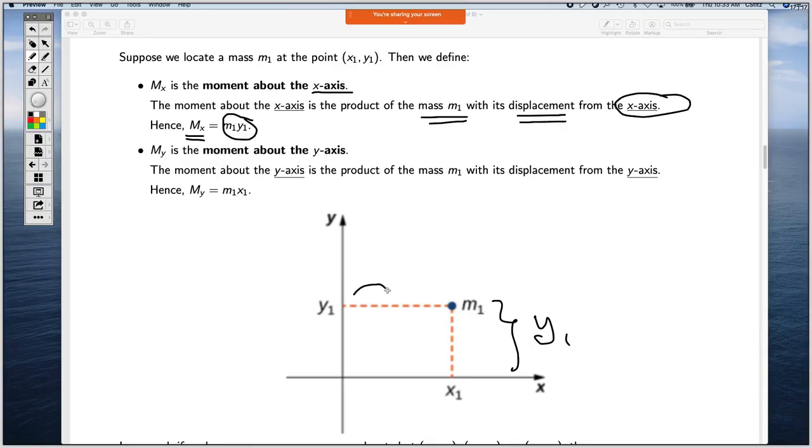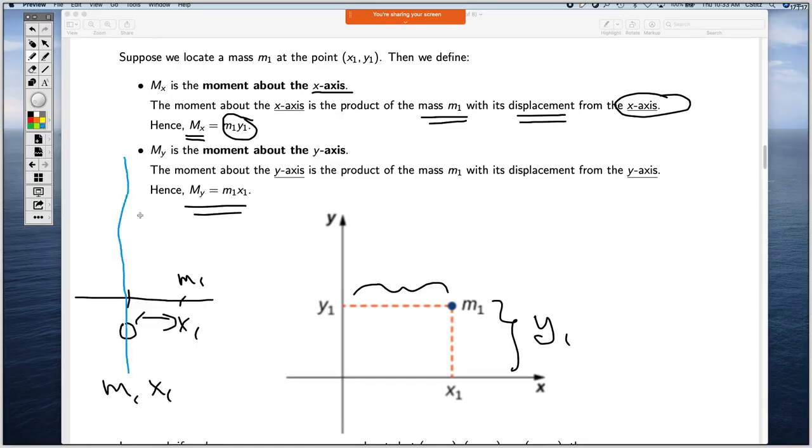The moment about the y-axis is like the moment we had before. If you think about when we were doing our moments about 0, we took m1 x1 because that was the displacement to the origin. Well, remember that's where the y-axis would intersect. So it is just a generalization of what we did before. Now, of course, if you have more than one mass, then you would find each of the moments and add them up because moments are additive.